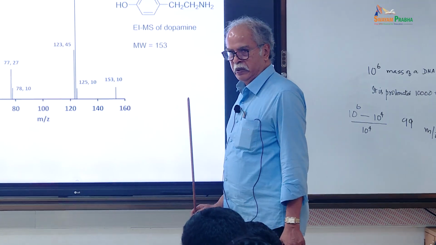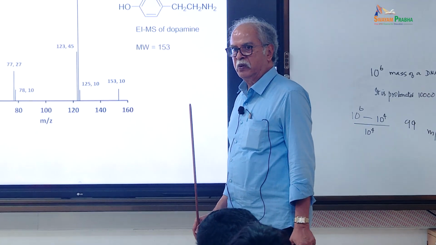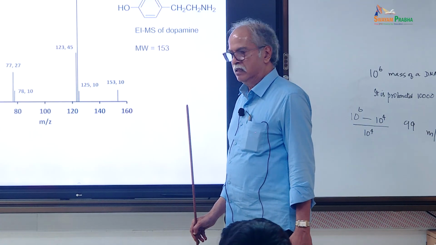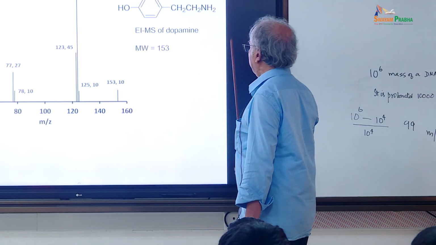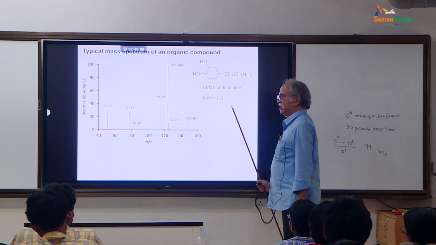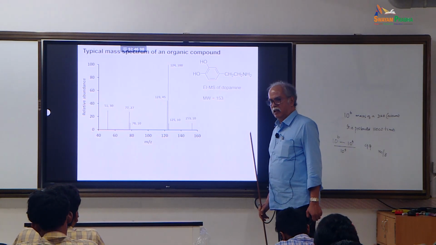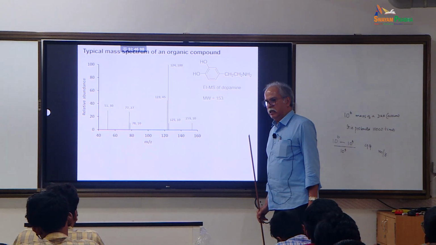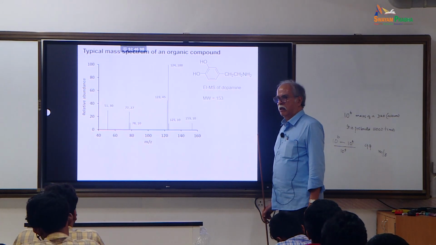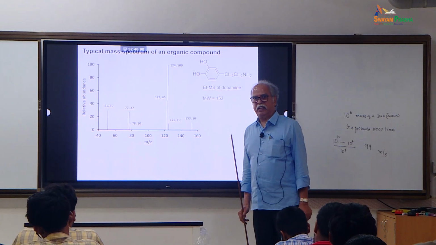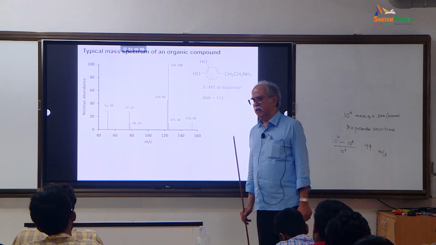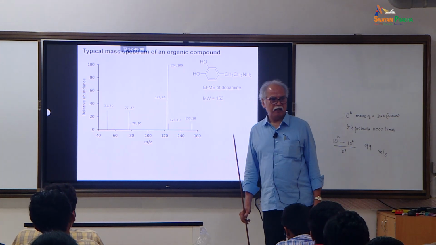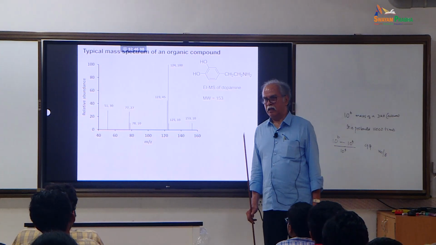Simple organic molecules, mass spectrometry gives you the mass of the sample, the mass of the molecule. Take the example of dopamine. Dopamine is a neurotransmitter. It is taken by people who have Parkinson's disease, like me. Dopamine has to be taken regularly.